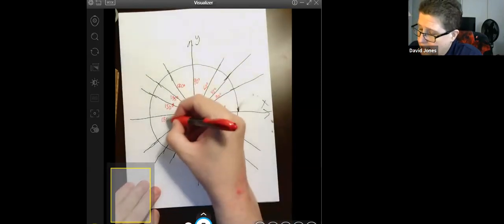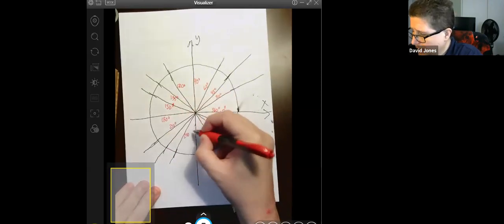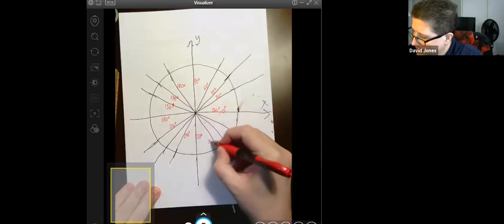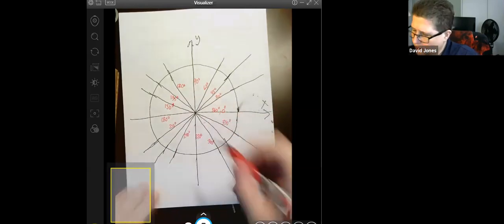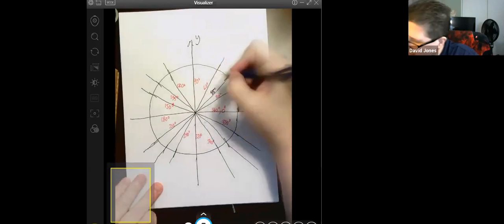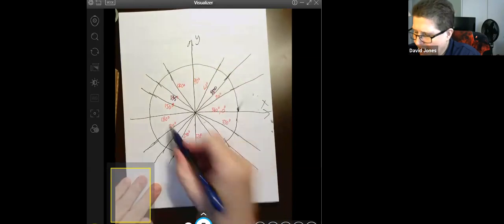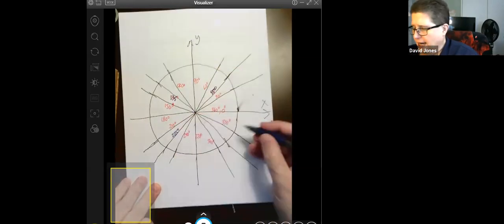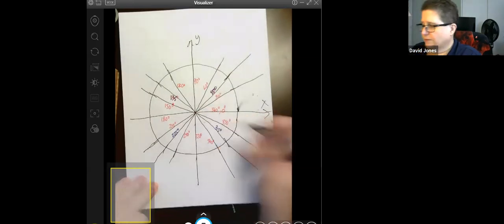This is 180. We've got 210, 240, 270, 300, 330. And then the diagonal ones, maybe I'll do the diagonal ones in a different color. Let's make that 45. This is 135. Halfway between 210 and 240 is 225. And halfway between 300 and 330 is 315. Okay.